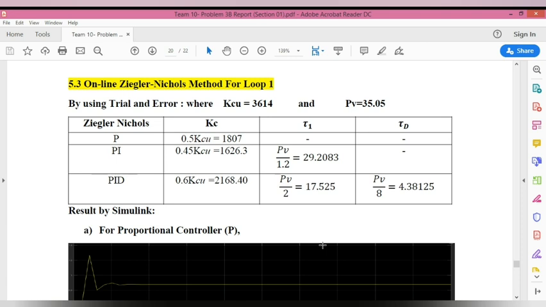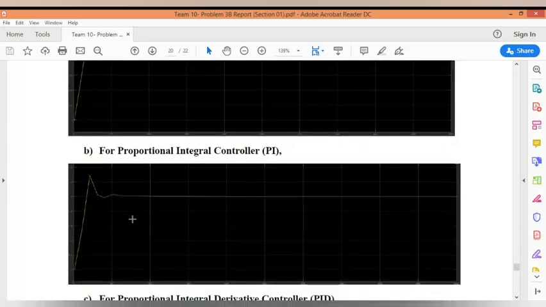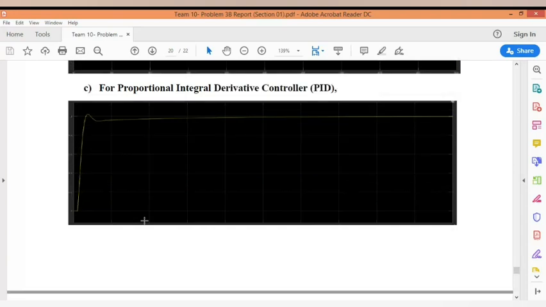Today I would like to talk about the online Ziegler-Nichols method for both loop 1 and loop 2. First, for loop 1, we simulated this method in Simulink, and these are the results. As we can see, the Kc value for PID is much higher than for PI or P. These are the graphs for P, PI and PID.